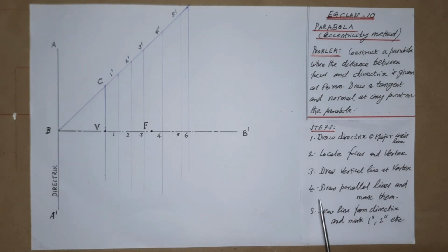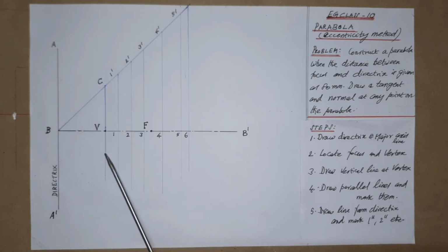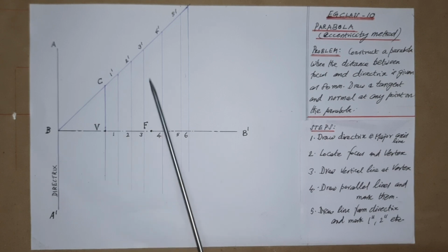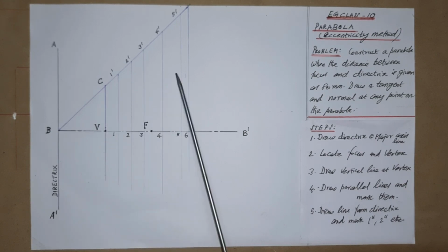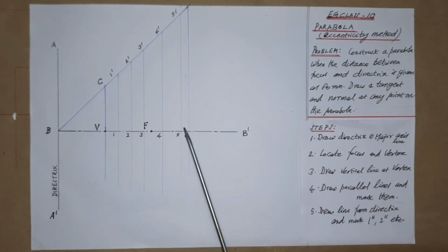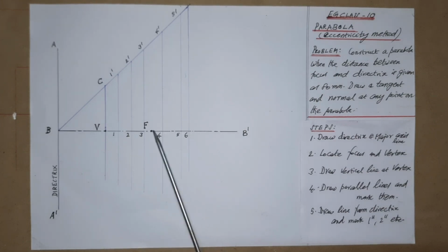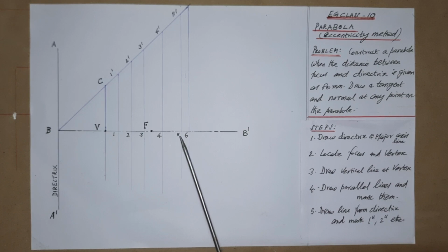Then as per step 4, draw parallel lines and mark them. That is, draw parallel lines to VC. These are also perpendicular to the major axis. For this, draw the required approximate number of parallel lines at an approximately equal gap. The gap may also vary depending upon the requirement. It only decides the path of the parabola as shown.